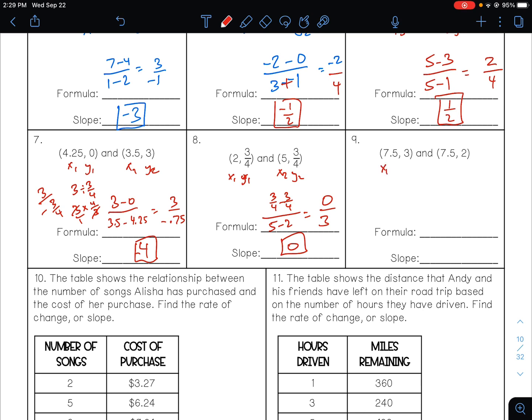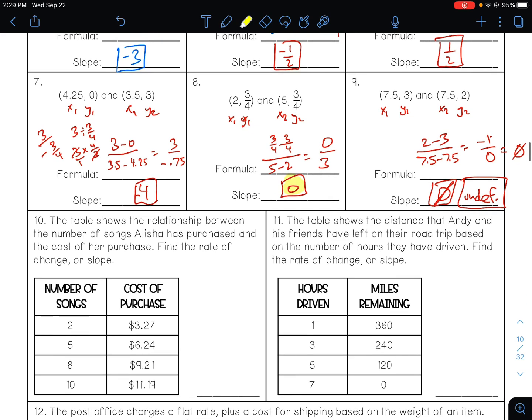Next one, x1, y1, x2, y2. So y2 is 2, y1 is 3, x2 is 7.5, x1 is 7.5 as well. 2 minus 3 is negative 1. 7.5 minus 7.5 is 0. Anything divided by 0 is undefined. So our slope is undefined. You could write that, or you can say undefined. Either one of those mean the same thing, but it's a 0 with a big slash, not just a regular 0.